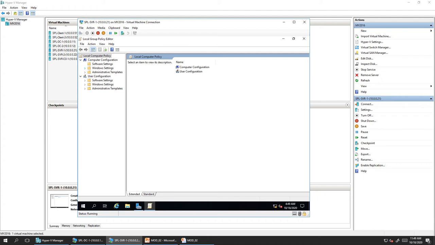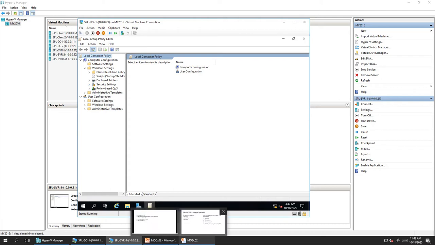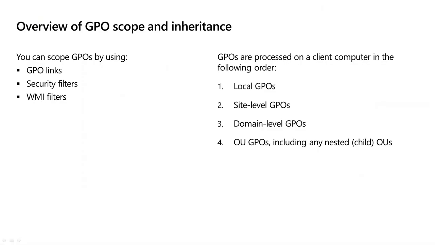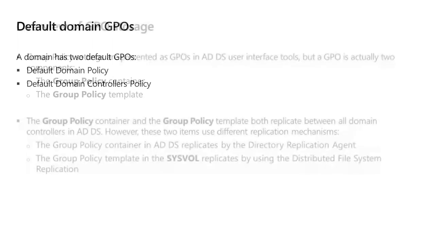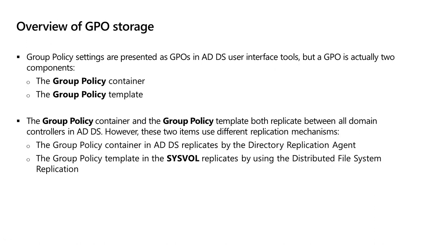So the first is local level, then site level, then domain level, and then OU level policies are applied. These are the two default ones, which I have just shown you, the default domain controller and the default domain policy. Then storage: if you are talking about group policy, by default it's always stored in your sysvol folders. And from there, it's automatically getting replicated to all other environments.